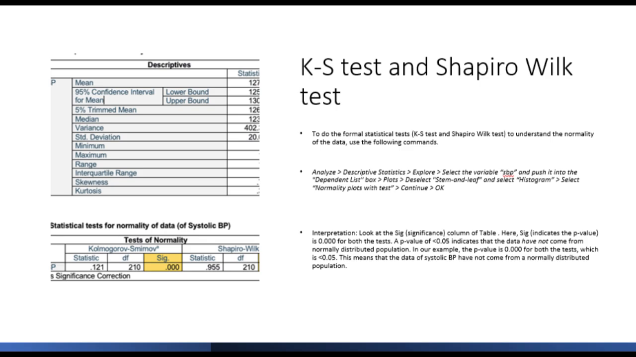In our example, the p-value is 0.000 for both the tests, which is less than 0.05. This means that the data of systolic BP have not come from a normally distributed population.